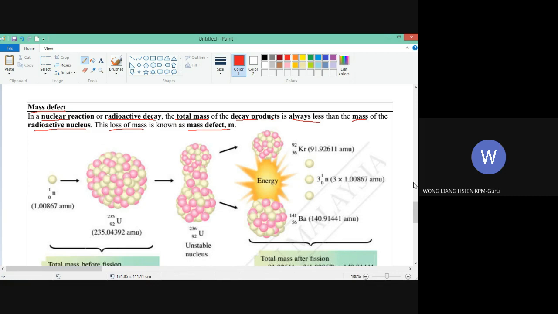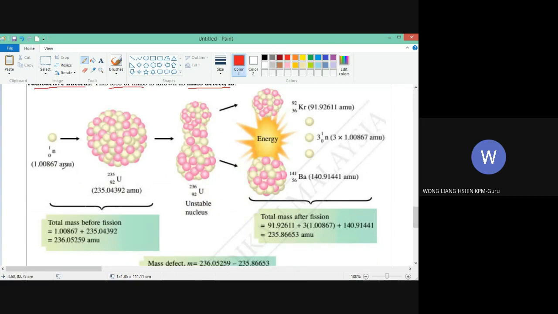So for example here, the mass of the neutron is 1.00867 atomic mass unit. The mass of the uranium-235 is 235.04392 atomic mass unit. After joining together, it will split and become krypton 91.92611 atomic mass unit, and then 3 times 1.00867 atomic mass unit because of 3 neutrons. And then barium 140.9141.